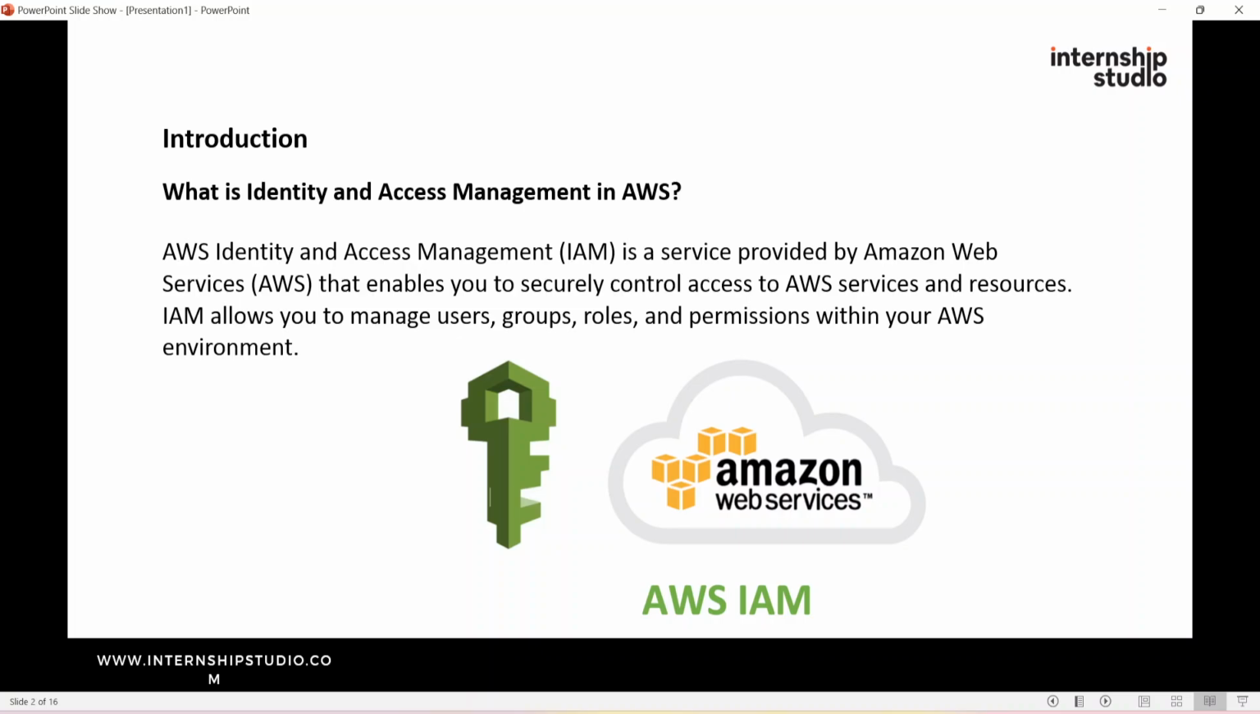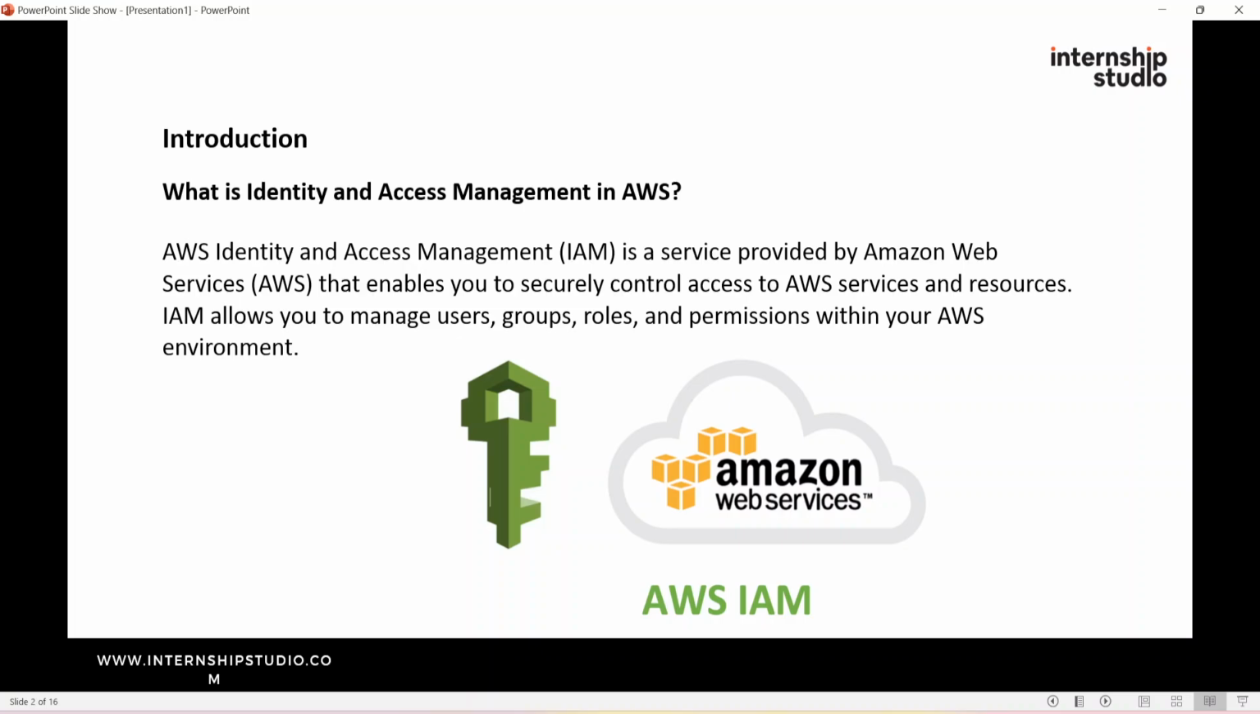So let's imagine we have a hotel called Cloud Hotel. You want to manage who has access to different areas of the hotel to ensure its security and smooth operations. So AWS Identity and Access Management is like your control center for this. Let's imagine that it is some kind of a control center within that hotel.